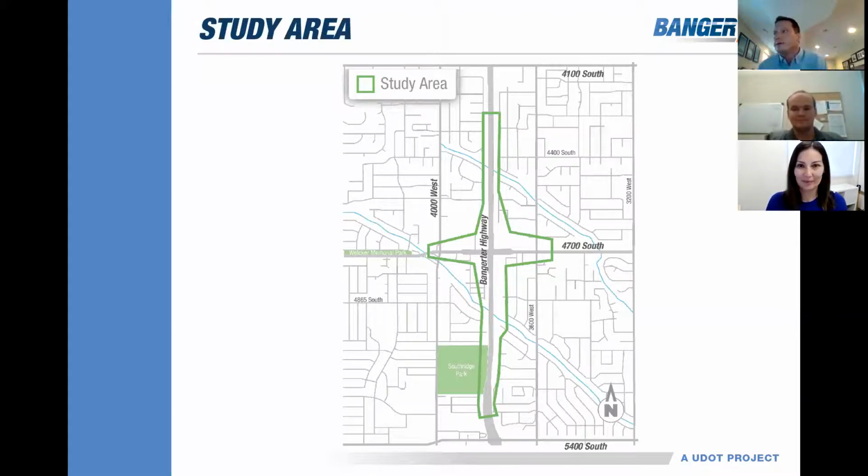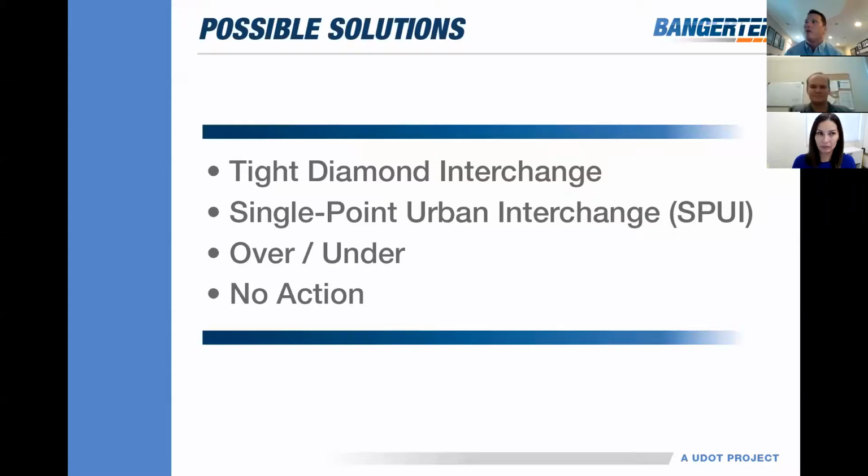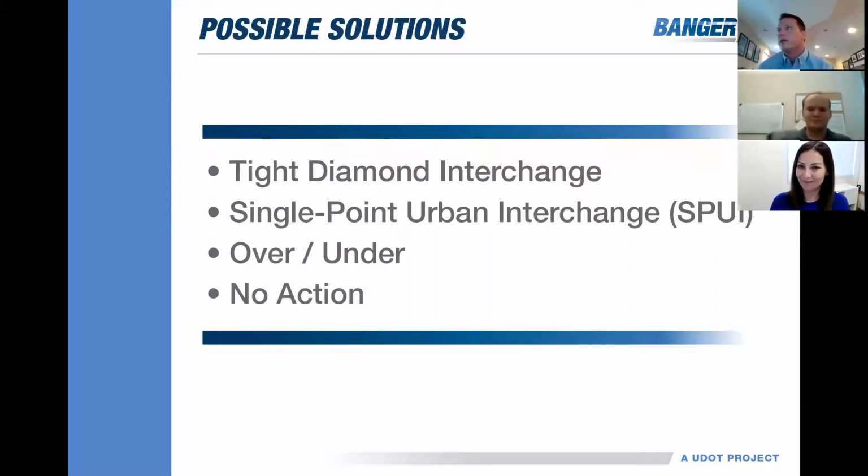So currently there's a signal at Bangerter Highway and 4700 South. A lot of that signal time is dedicated to allowing Bangerter to travel north and south. So when you take that conflict out of there, meaning you put Bangerter Highway at a different grade than 4700 South, you allow the signal to perform more efficiently to move east and west traffic, and you take Bangerter out of the equation.